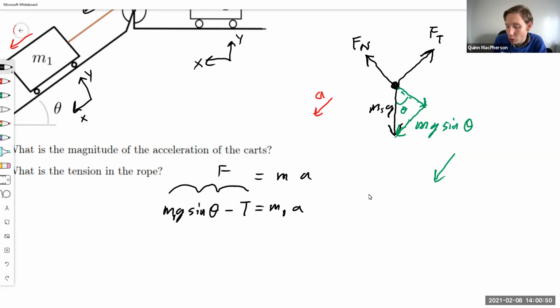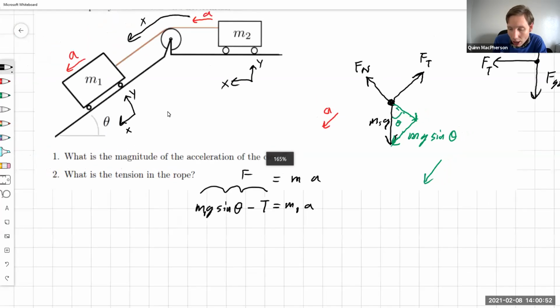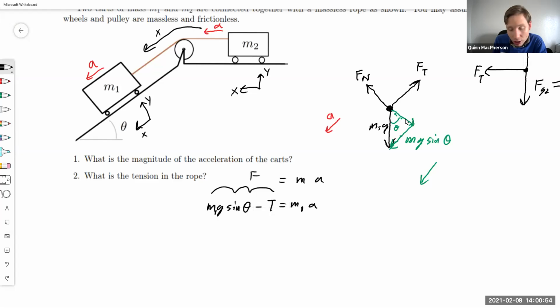We could also do the forces in the y direction, and we would find that mg cosine theta equals normal force. Cool. We weren't asked for it, but it's a cool thing to know.